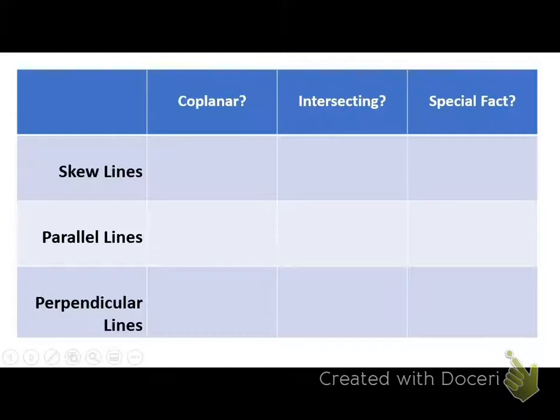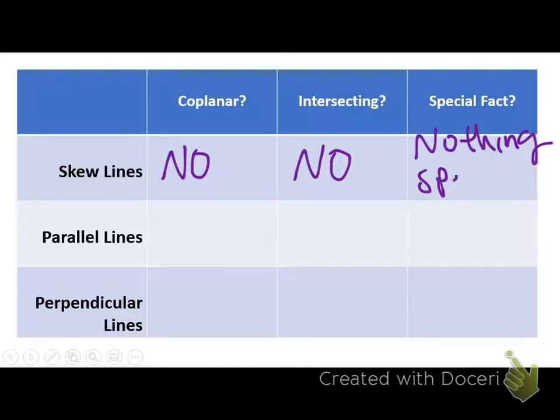What does coplanar mean? They're on the same plane. Are skew lines on the same plane? No. They're not on the same plane. Do skew lines intersect? Also no. They have nothing in common, and there's nothing special about them. They will never intersect. They're not on the same plane. They're just 2 random lines, and we call them skew.